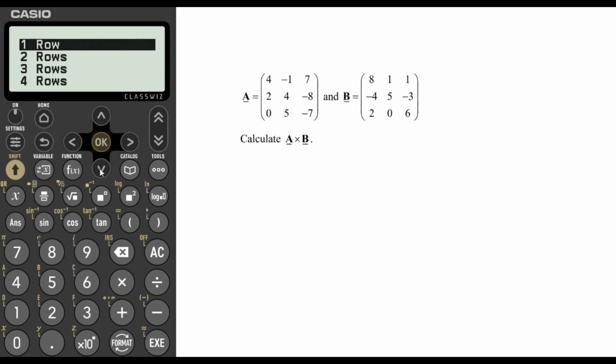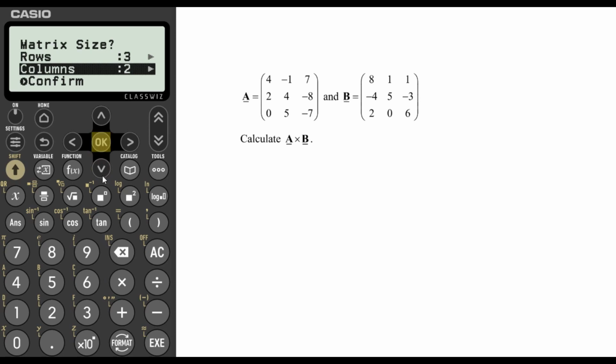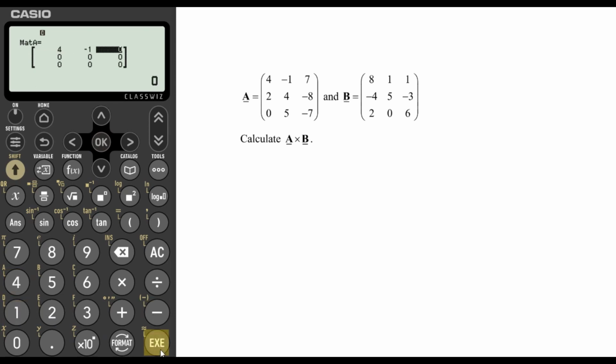The number of rows it has is 3. The number of columns it has is 3. So we have 4, minus 1, 7, 2, 4, minus 8, 0, 5, minus 7.